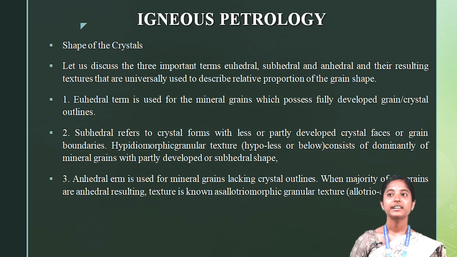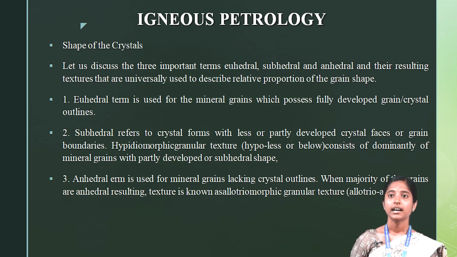Next, panidiomorphic granular texture. They have an own, euhedral shape and comprise the majority of grains with a euhedral shape. Example is pegmatite. The second one is subhedral. Subhedral refers to crystals formed with less or partly developed crystal faces of grain boundaries. Hypidiomorphic granular texture, where hypo means less or below, consists dominantly of mineral grains with partly developed or subhedral shape. Examples of this are gabbro and granite.